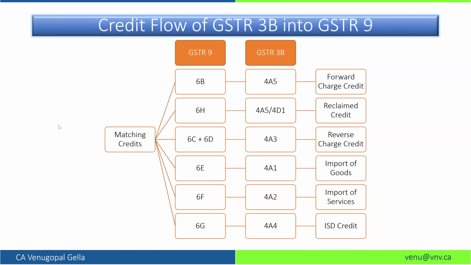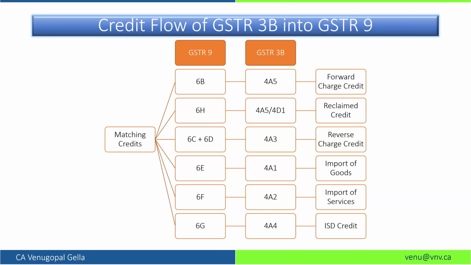One should be there. Now, the value tables of 3B and R9 have been given for the mapping purposes. My 6B has the original credit 4A5. 6H is the reclaimed credit which was coming in 4D1 and going to 4A5. So my 4A5 is split into two parts, 6B and 6H. 4A3 is split into two parts, 6C and 6D.